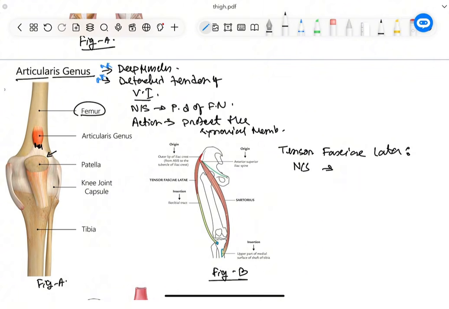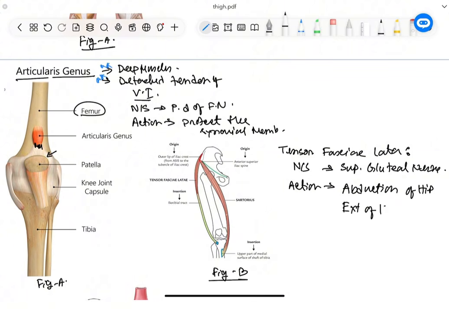It is supplied by the nerve of the gluteal region. Name of that is called superior gluteal nerve. So first I wrote about the nerve supply. And what is its action? Its action is to do abduction of the hip joint and maintain the extended position of the knee joint. So extension of the knee joint. So it works on the two joints.